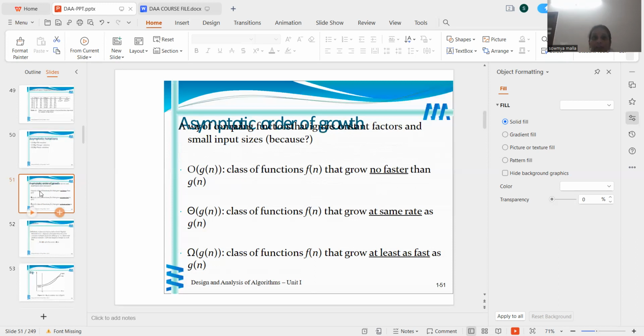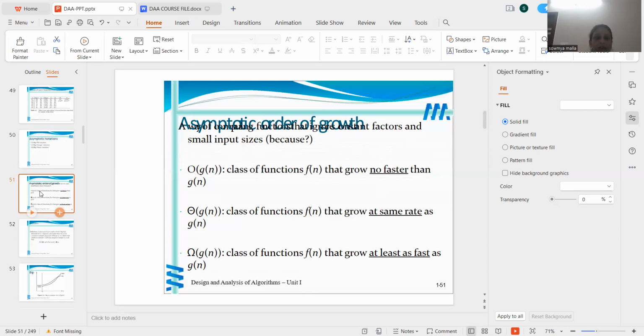First, what is big O notation? Big O notation mainly represents the upper bound of an algorithm's runtime. Upper bound of an algorithm's runtime means we can calculate the maximum amount of time an algorithm requires for its execution. So it is mainly useful in order to calculate the worst case time complexity of an algorithm.